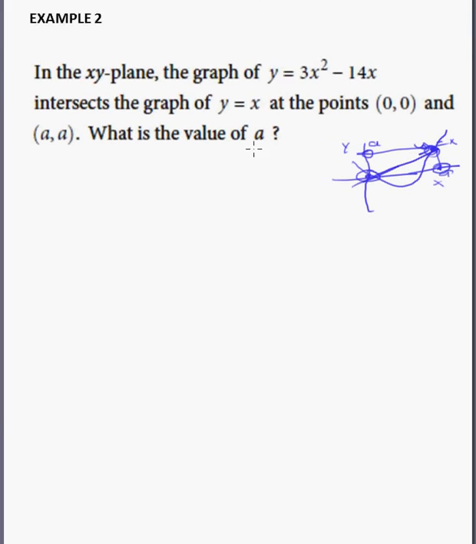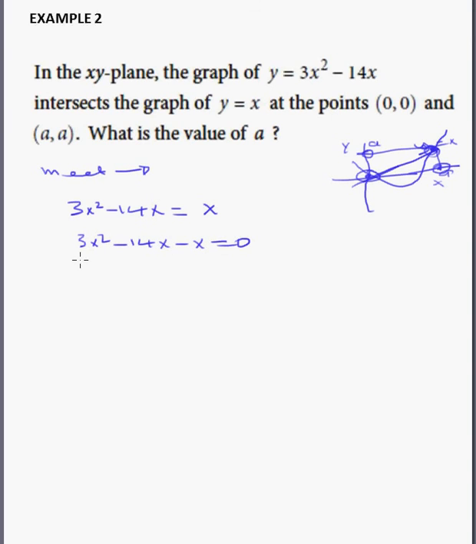Well, the best way to solve this, since the two equations meet, and this is a very smart thing: once two curves meet, meaning they intersect, then you can set them equal to each other. So this y here and this y are the same. If they are the same, then 3x squared minus 14x is equal to x. Since they meet, y is equal to y, and therefore 3x squared minus 14x minus x is equal to 0.